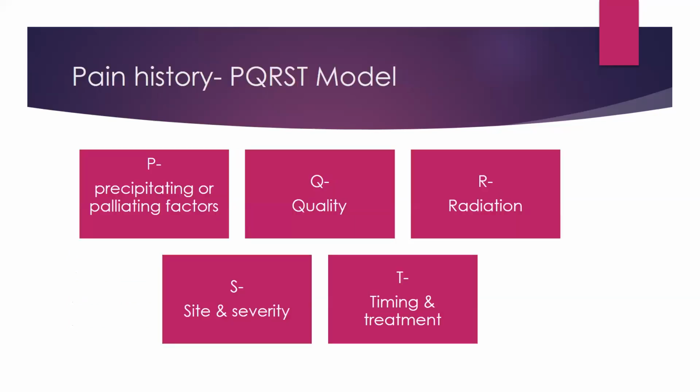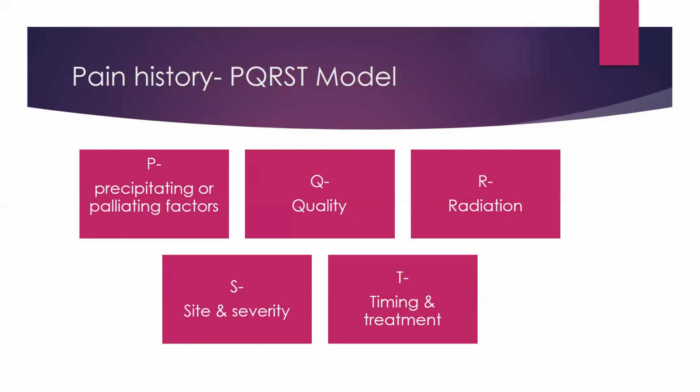So when we are taking a history, the PQRST model is good to remind us of what to ask. P is precipitating or palliating factors. This is aggravating or relieving factors. Then we have the quality of the pain. The quality is where they will describe their pain as a dull ache, a throbbing pain, a shooting pain. Then R is for radiation, where does the pain radiate to? S is the site and severity. So where is the pain? Then how severe is it?